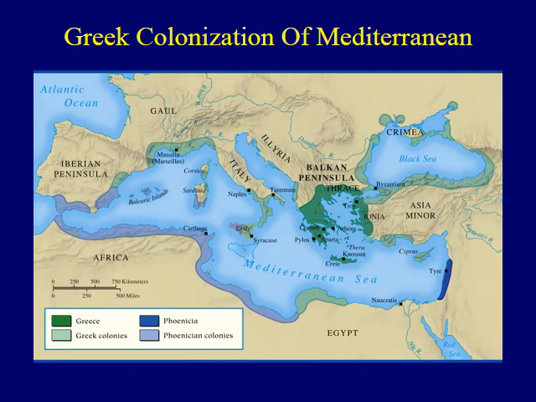The Greek world was not simply the present-day country of Greece, but all along the coastline, as colored here on this map, of the Mediterranean.